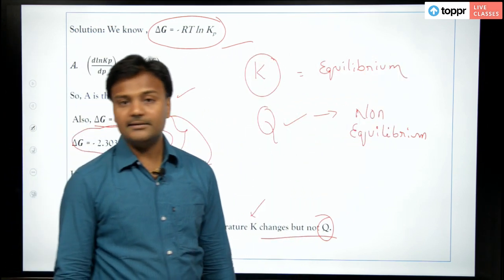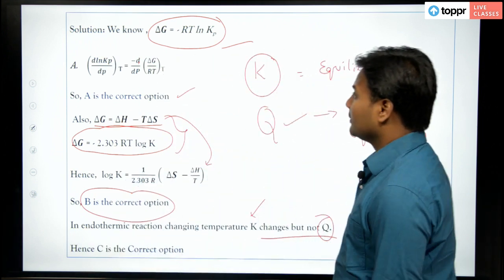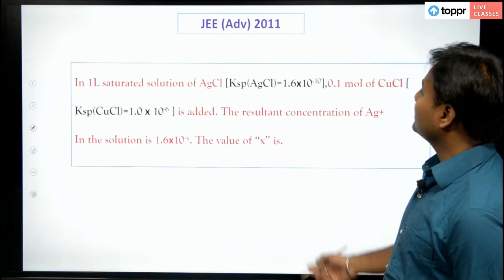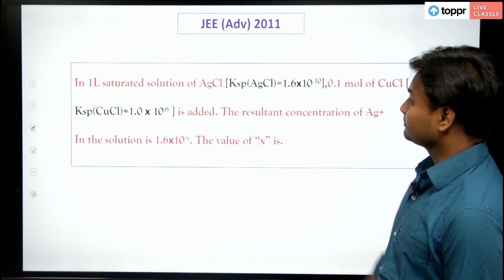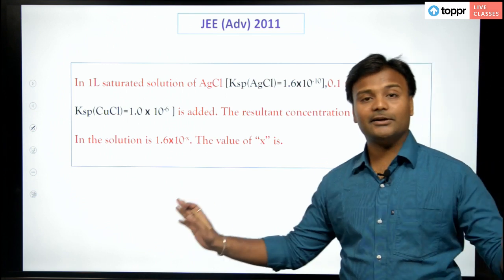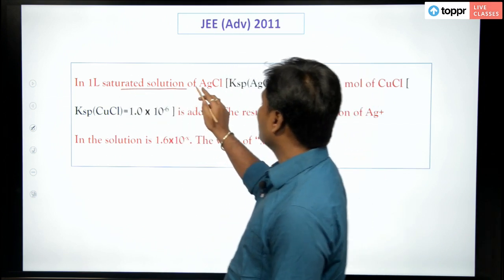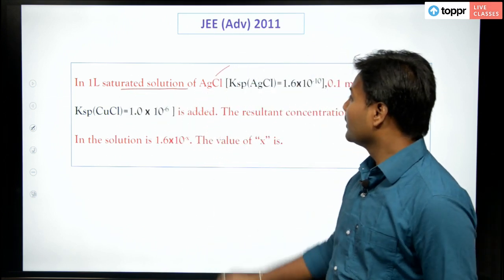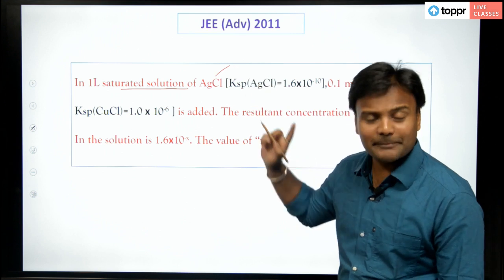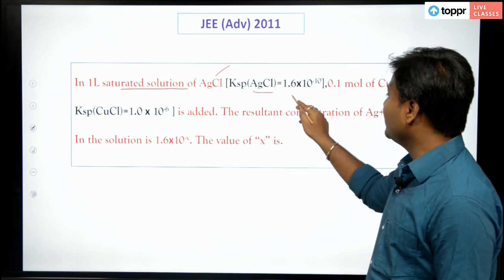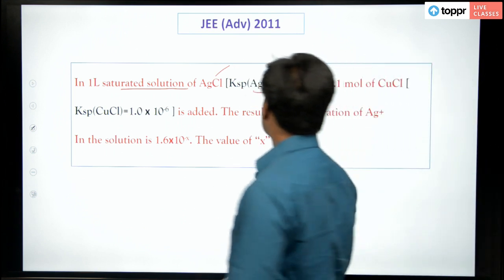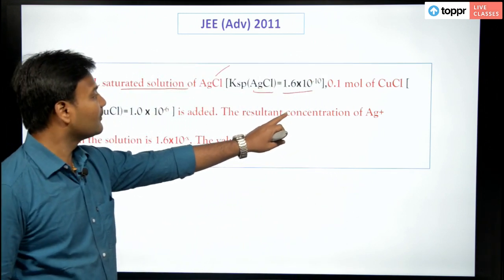Okay, yeah. Okay, so the next question over here, yeah, this is something related to ionic equilibrium. In 1 liter saturated solution of silver chloride, you have a solubility product, that is AgCl is 1.6 into 10 raised to minus 10.